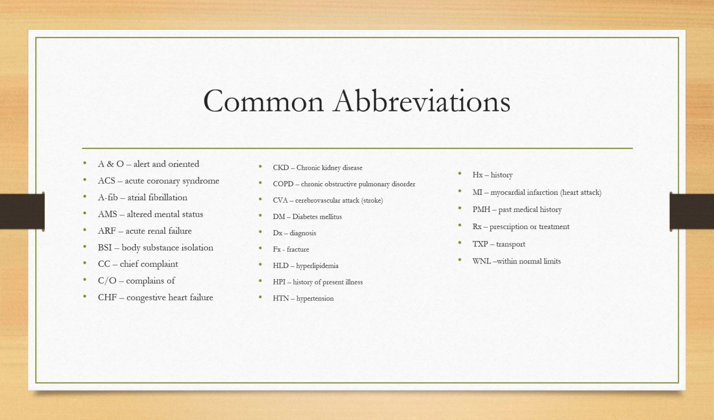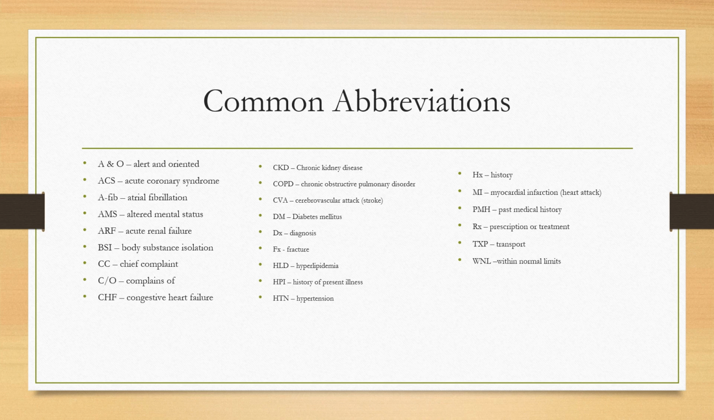CKD is chronic kidney disease, so this is renal failure. You may see it as ARF as well, which is acute renal failure, or well, some also say CRF, which is chronic renal failure, but it just depends on who you talk to.